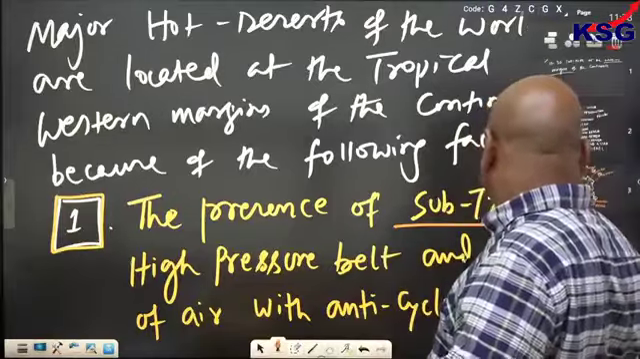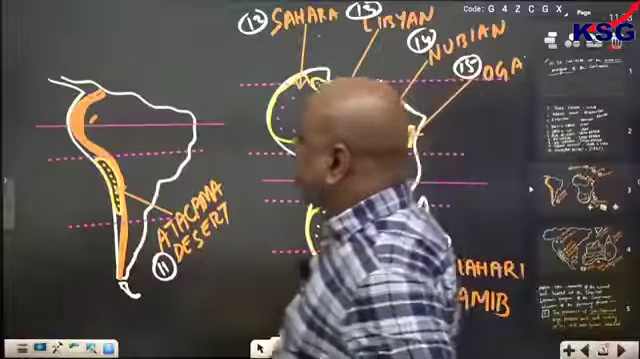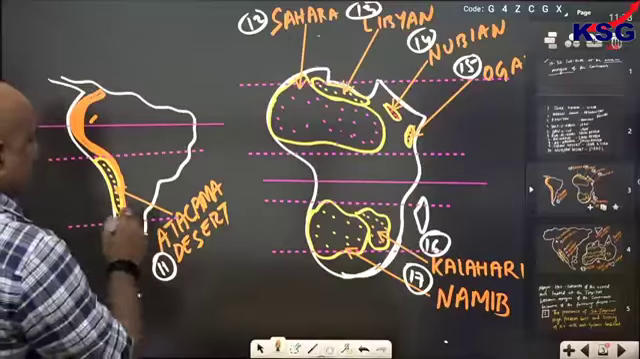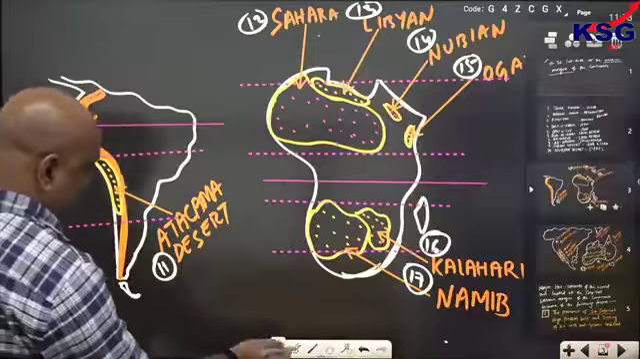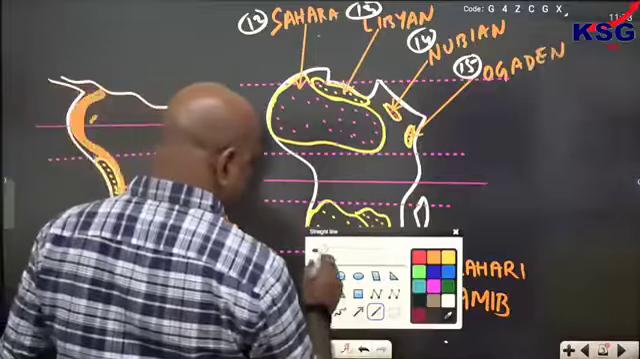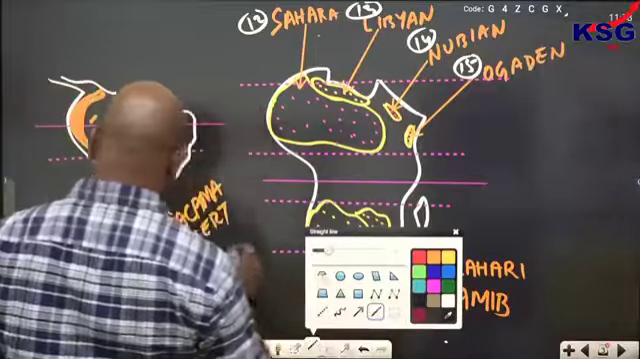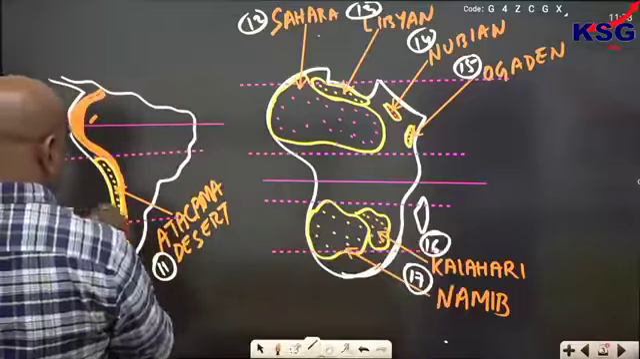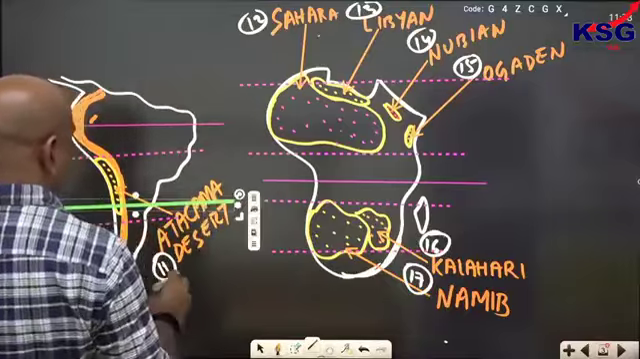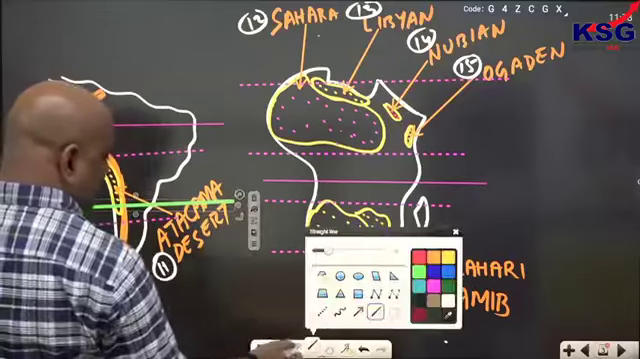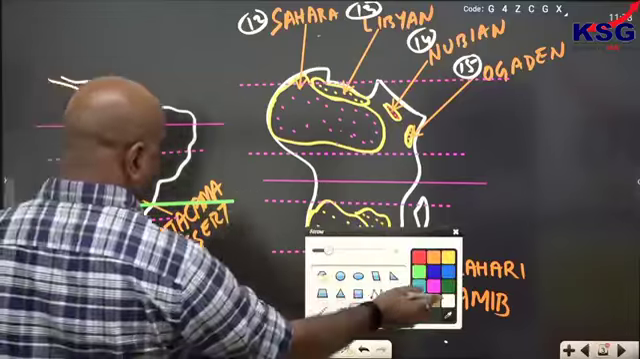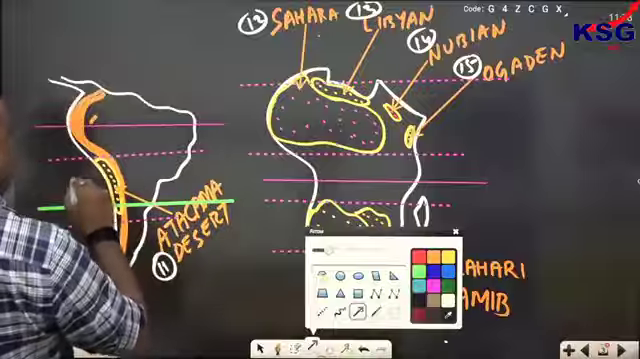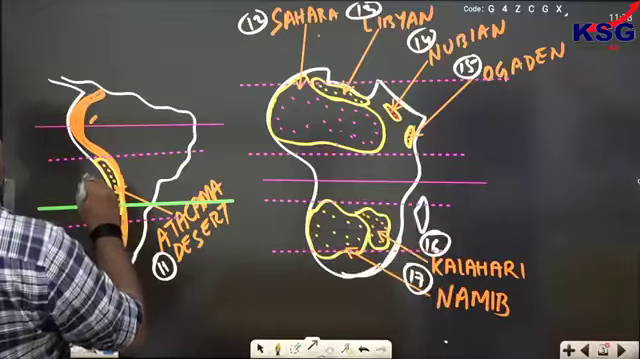Take any area, look here, it is 10 to 30 degree. In this region you have the subtropical high pressure. Where will the subtropical high pressure belt be? The subtropical high pressure belt is here. So because of the subtropical high pressure belt, the wind will blow towards this equatorial region in this way.